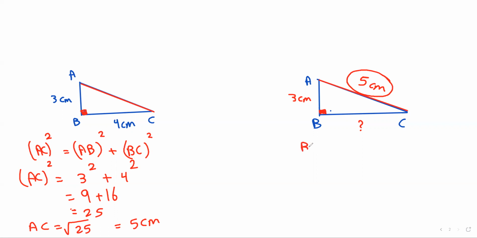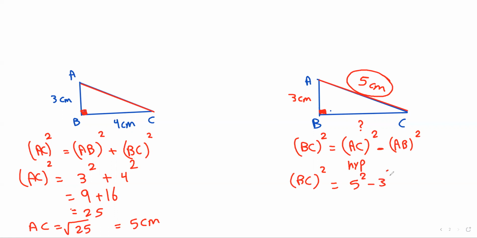So in this case, BC to the power of 2 equals the hypotenuse AC to the power of 2 minus AB to the power of 2. So BC to the power of 2 equals 5 to the power of 2 minus 3 to the power of 2, 25 minus 9 equals 16. So BC equals the square root of 16 equals 4 centimeters.